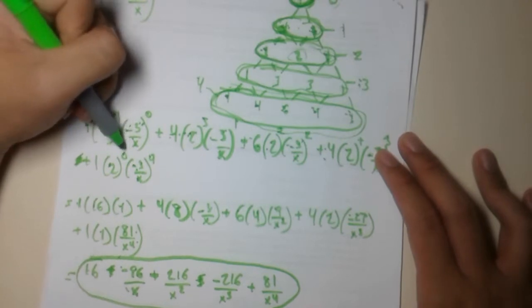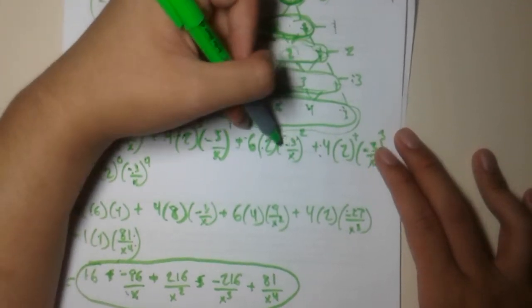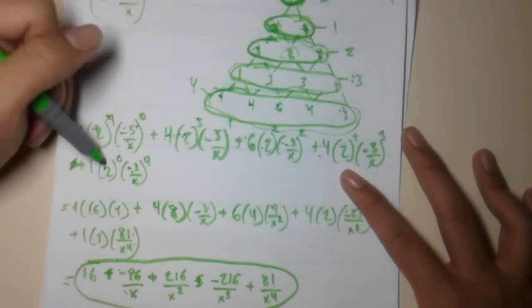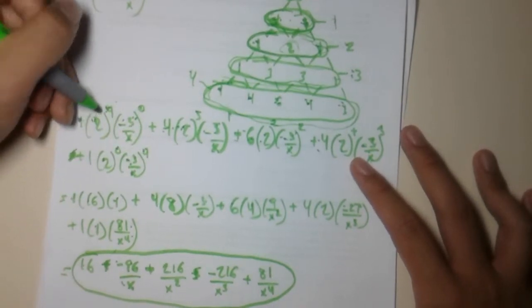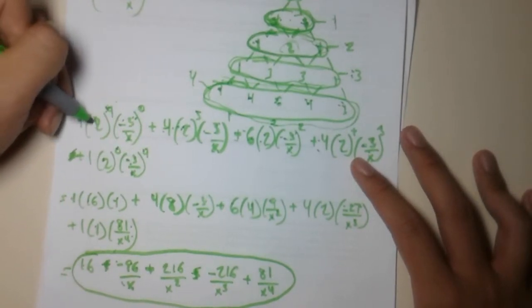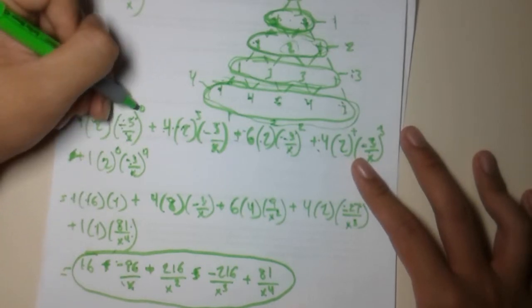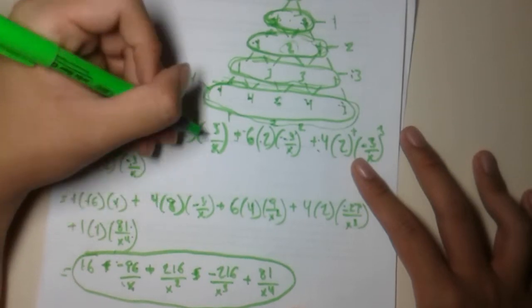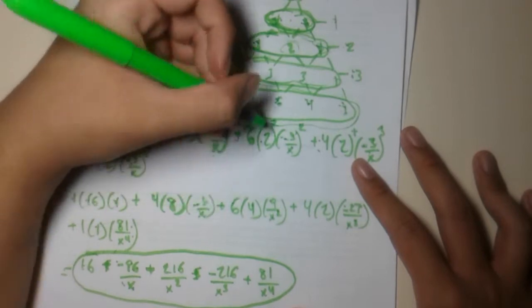So minus 3 over x to the power 0, minus 3 over x to the power 1, minus 3 over x to the power 2, minus 3 over x to the power 3, and minus 3 over x to the power 4. Alright, now we evaluate the exponents in the terms. So 2 to the power 4 is 16. Minus 3 over x to the power 0 is 1. 2 to the power 3 is 8. Minus 3 over x to the power 1 is minus 3 over x.